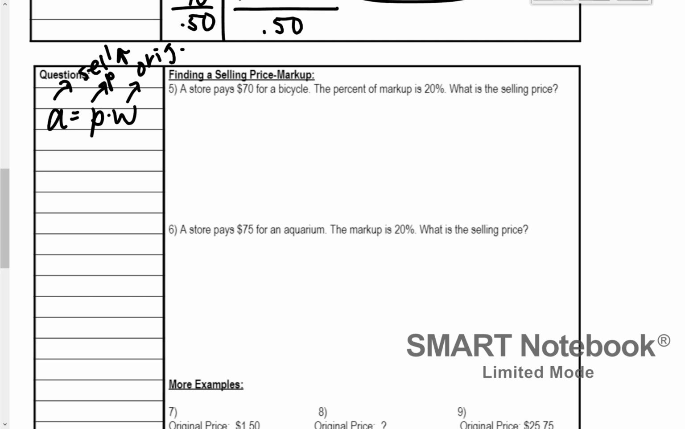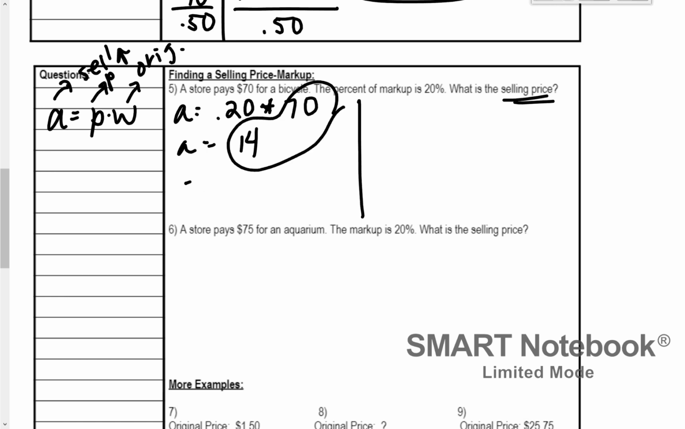So we could do this two ways. I'll show you both. First way, we would just do it as normal. So our selling price, we don't know. Our percent of markup is 20%, so we make that 0.20 times 70. This would give us a $14 markup, but we are not done. We want that selling price. So we would then have to add 70 plus 14 to get the selling price of $84.